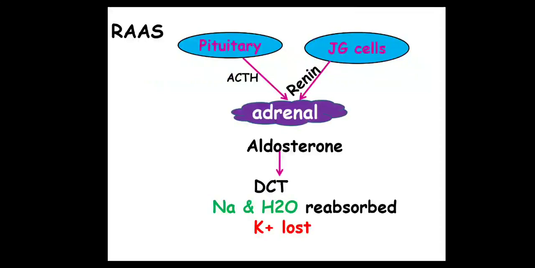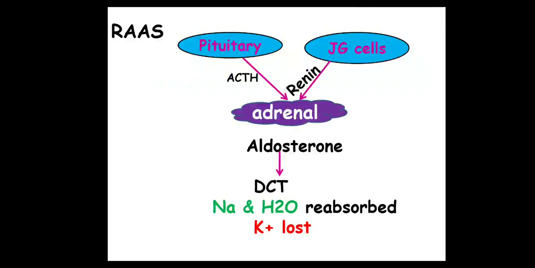Today we shall review hyperaldosteronism. From the name itself, it says it is the hypersecretion of aldosterone. I hope you remember the normal physiology and the production of aldosterone. Remember the association with ACTH and renin in the secretion of aldosterone.